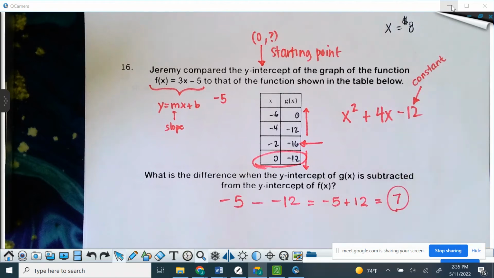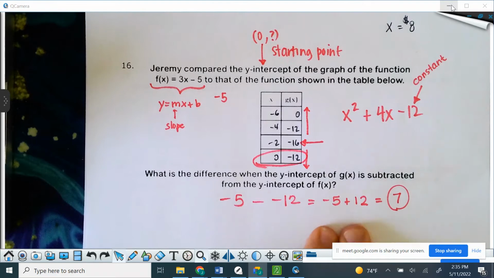Thank you. So it's going to be 7. So negative 5 plus 12. So if I owe you $5 and I paid you 12, then that means you just made $7 off of me, right? So it's a positive 7. I gave you more than what I owed you.